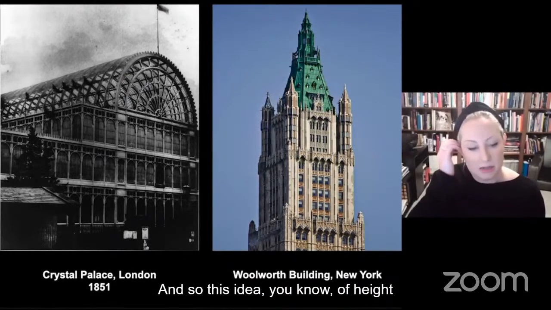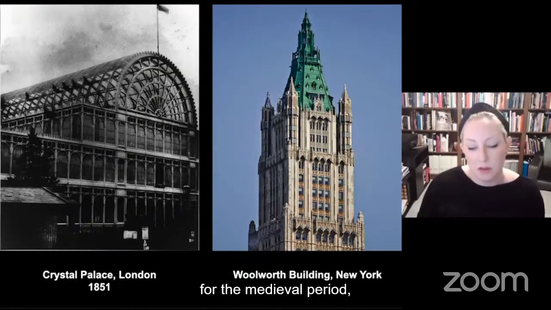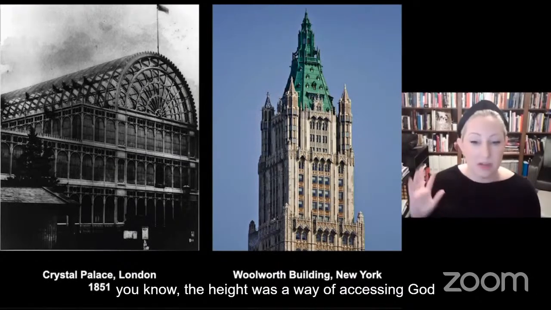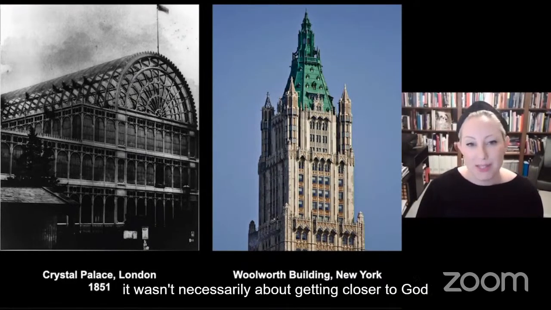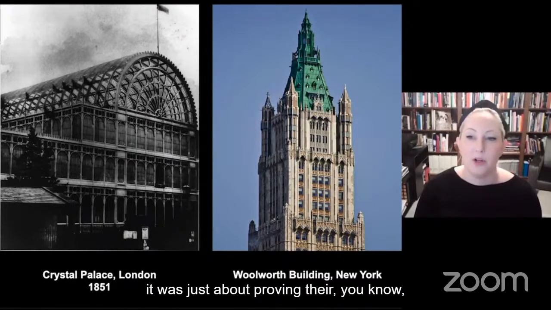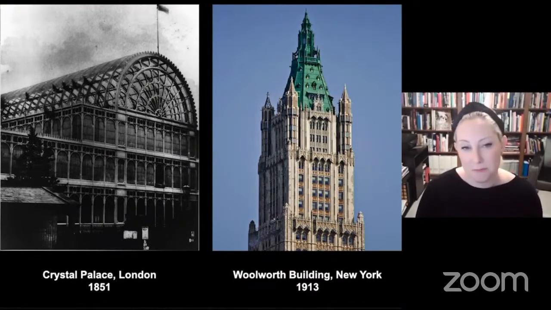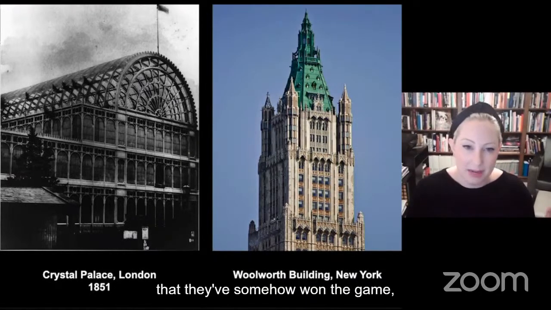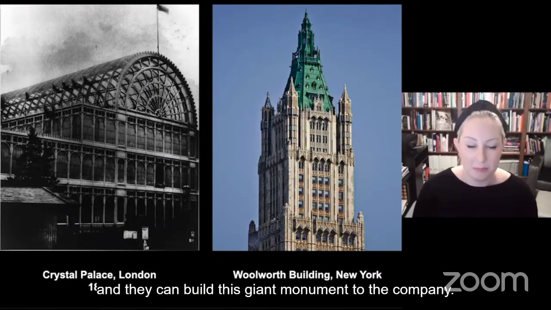And so this idea of height is more about a kind of symbolism. For the medieval period, the height was a way of accessing God and getting closer to God. And of course, for Woolworth, head of Woolworth's Fives and Dimes, it wasn't necessarily about getting closer to God. It was just about proving their wealth and their power, just the superiority. It's sort of this capitalist idea that they've somehow won the game. They've risen to the top, right? That they have all of this money and they can build this giant monument to the company.